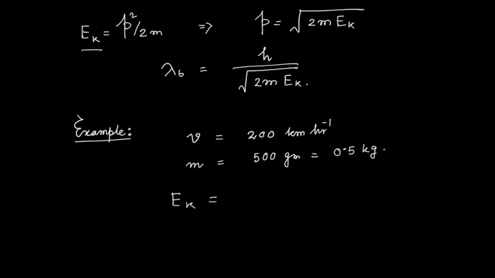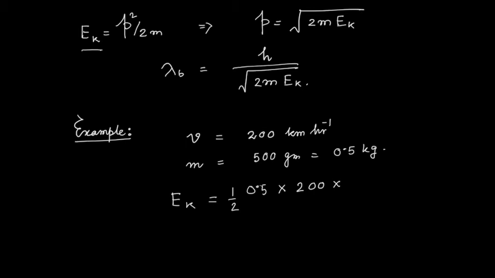So I can now calculate what is Ek. Ek is half mv square, so 0.5. I can also calculate Ek by p square by 2m directly. In this particular case, I don't even need Ek; I can directly calculate the momentum, but let's calculate Ek once. So this is this times 200 kilometer per hour.